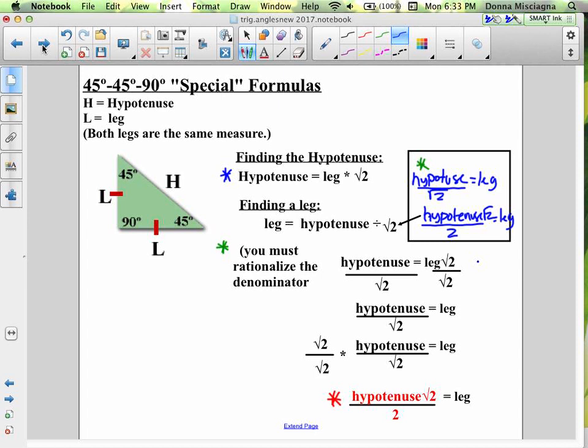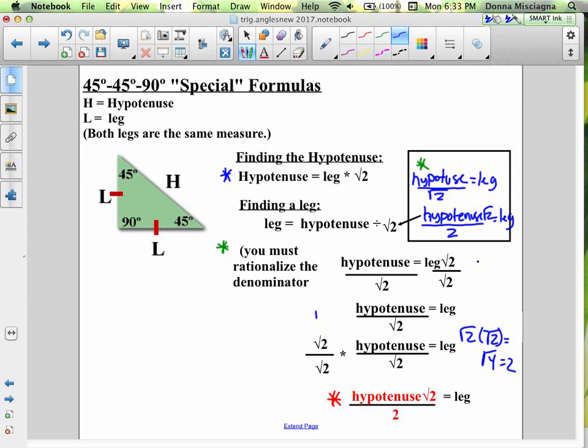square root of 2. That will make the denominator a rational number, because the square root of 2 times the square root of 2 equals the square root of 4, which is 2. And now we have a square root of 2 in the numerator, which is perfectly fine. So the leg is equal to, because we can't say divided by square root of 2, hypotenuse times the square root of 2 divided by 2. It's exactly the same thing.